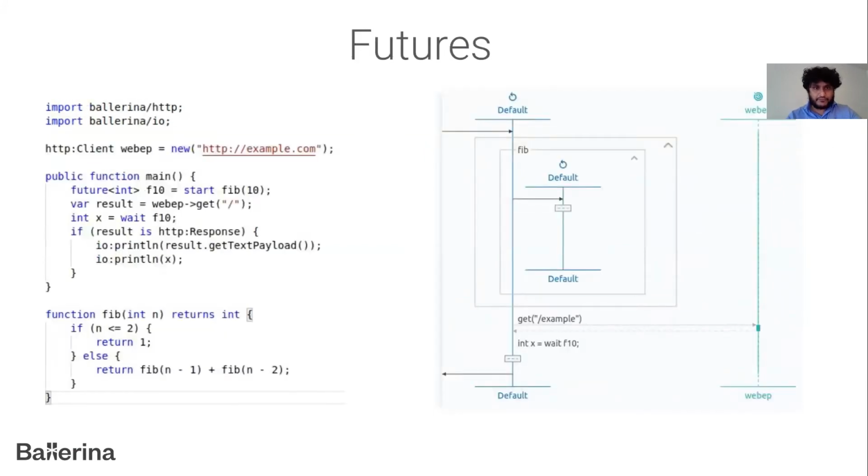Also, we support futures as well, so we can take any function and make it run asynchronously. We can use the start keyword and run that, and we get a future construct back, which represents the future value we'll be getting. Then we can later on wait on the future to finish the asynchronous operation from executing and get the value. In that way, we can model our operations in that manner as well.